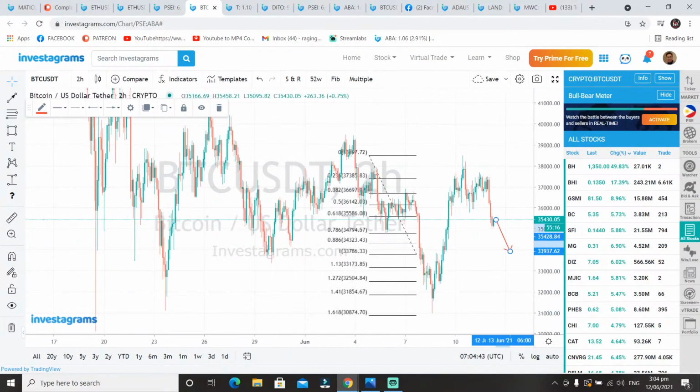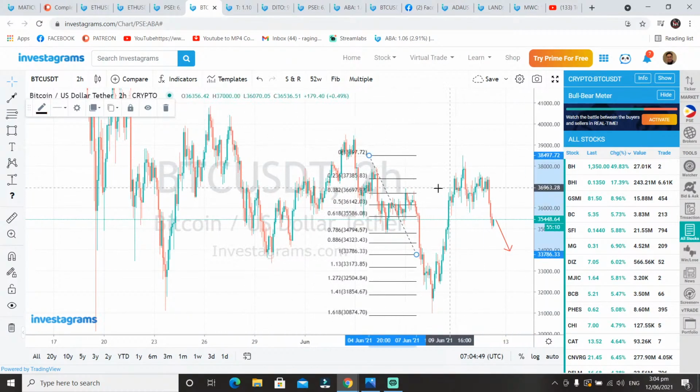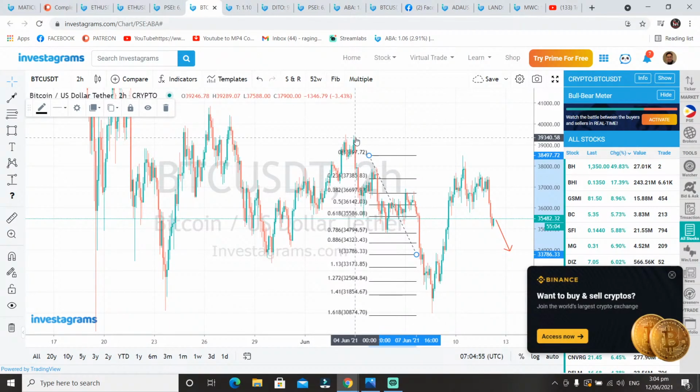Another question: are you using the default setting of Fib extension? No, I adjusted this one. I posted the Fib extension settings in our Patreon, so you could check it there. Maybe just type in the search button, Fib retracement, Fib extension. So you just have to make an adjustment, or you can do it yourself.